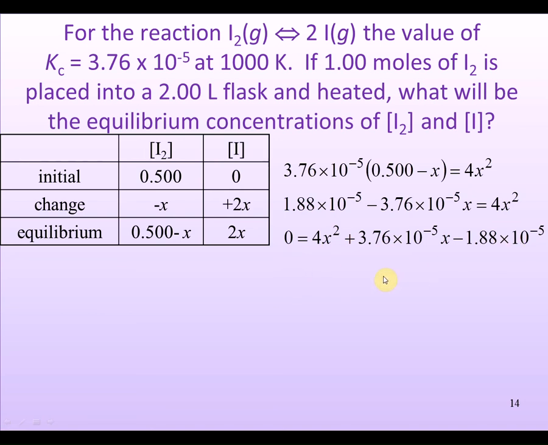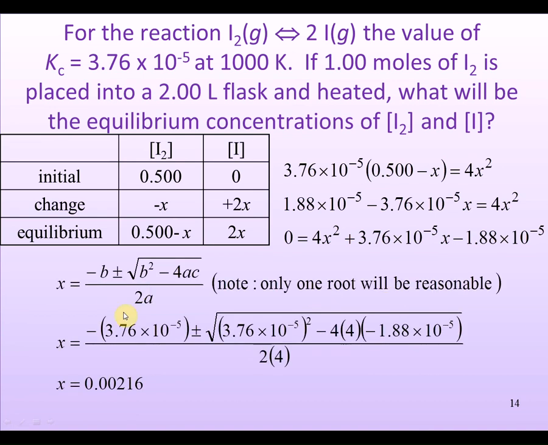If you remember your quadratic equation, it's going to be x equals negative b plus or minus the square root of b squared minus 4ac, over 2a. And remember, only one root will be reasonable, so we'll only keep the reasonable one.